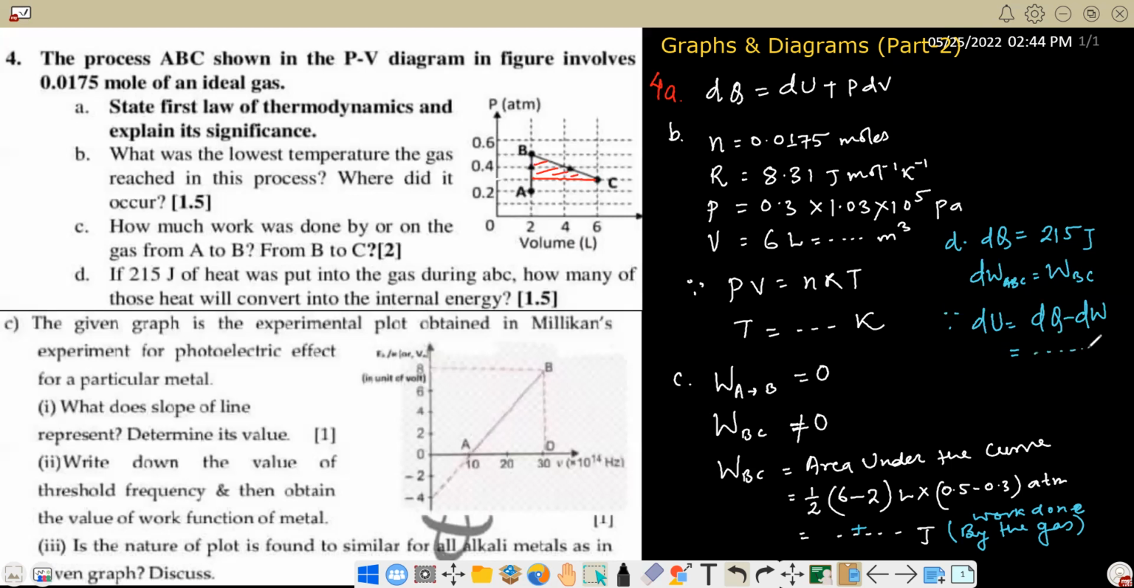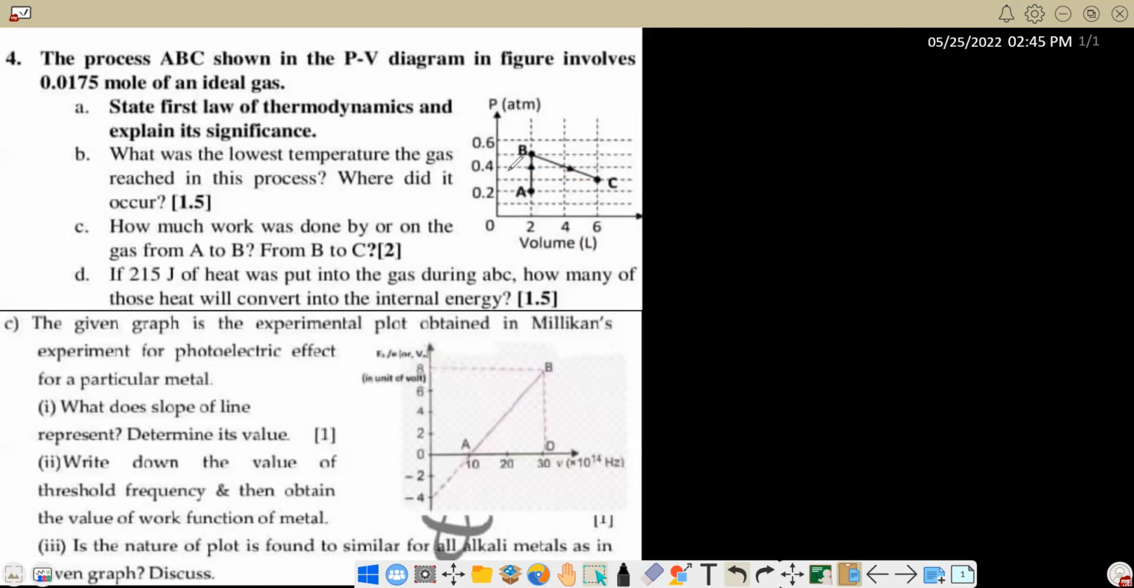Okay, you can easily calculate the value of internal energy. So this completes the discussion of the upper part of the problem. Let me erase this frame and I will continue with the lower part. So your question C is here, I will write it as C. Okay, lower part, second part of this question. In the given graph, the experimental plot obtained in Millikan's experiment for photoelectric effect for a particular metal, what does the slope of the line represent?